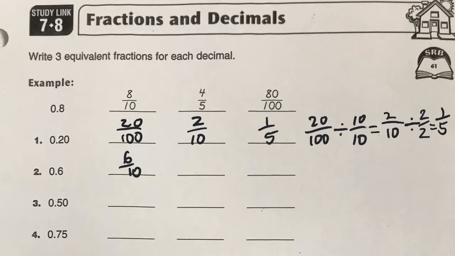And you could go the other way. You can multiply 1/5 by a version of 1. So if I multiplied it by 3/3, I would have 3/15, and that would be another version of the same one.